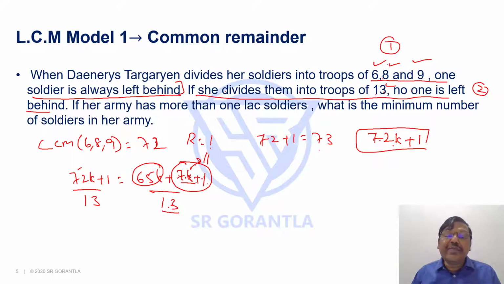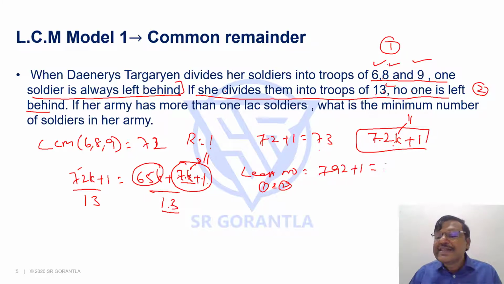If k is 11 minimum, the least number that satisfies your first condition and second condition is, if I substitute k as 11, 72 × 11 is 792 plus 1, 793. That is the least number of people. You can check: 793 when divided by 72 will give you remainder 1, and it is divisible by 13 exactly. But there is one more condition.